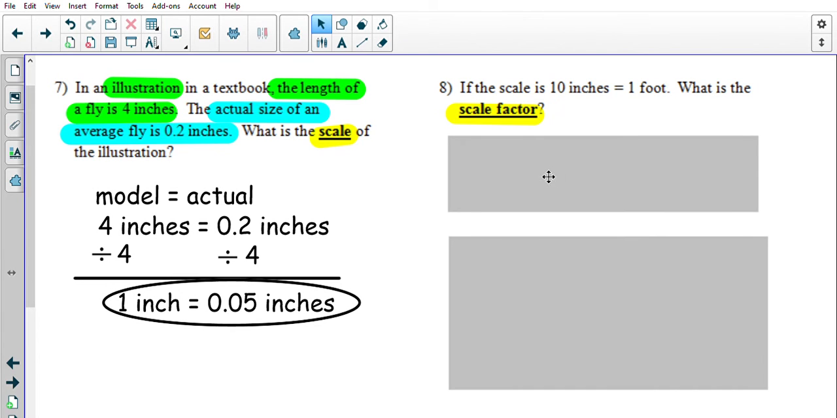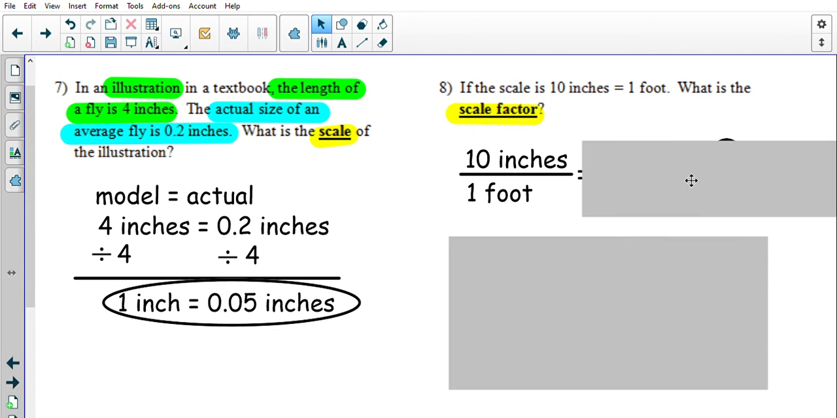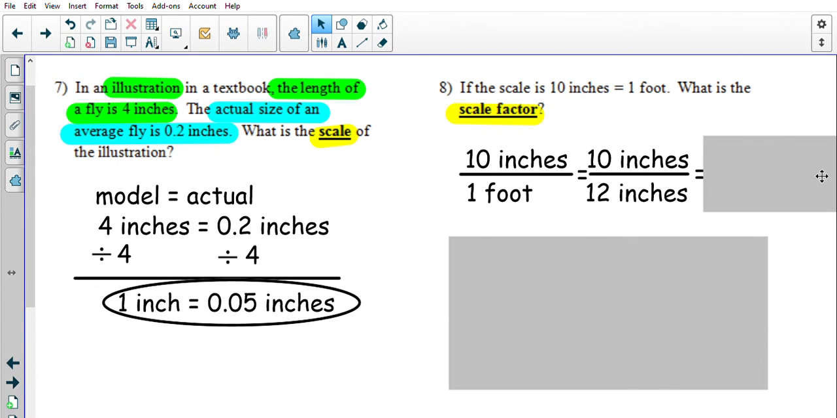So model over actual is going to be 10 inches over 1 foot. Replace 1 foot with 12 inches so you get the same unit of measure. Now that we have the same unit of measure, we just simplify 10/12, which is going to reduce to 5/6.